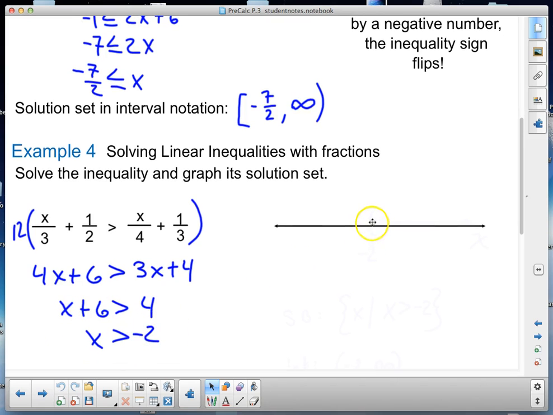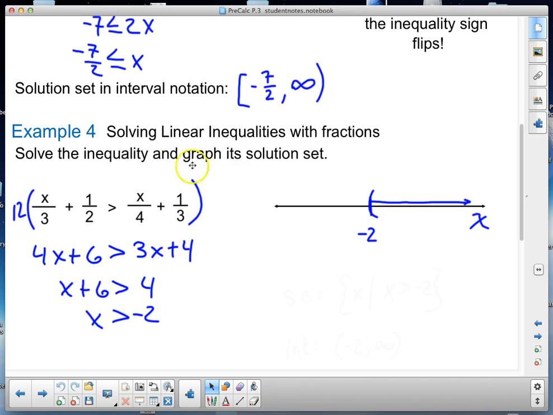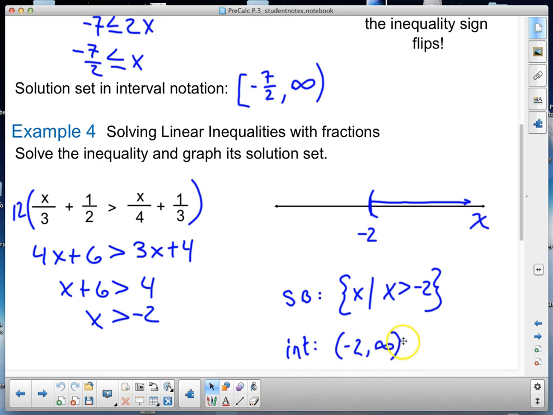Well, if x is greater than -2, and it's not or equal, so it's a parenthesis, not a bracket, and everything over here to the right is greater than -2. And I put on there, this is a solution set for x. Now, in set builder notation, it's x such that x is greater than -2. Notice the difference from my answer to my set builder notation. In interval notation, it's an open set from -2, open and bounded from -2 to infinity.